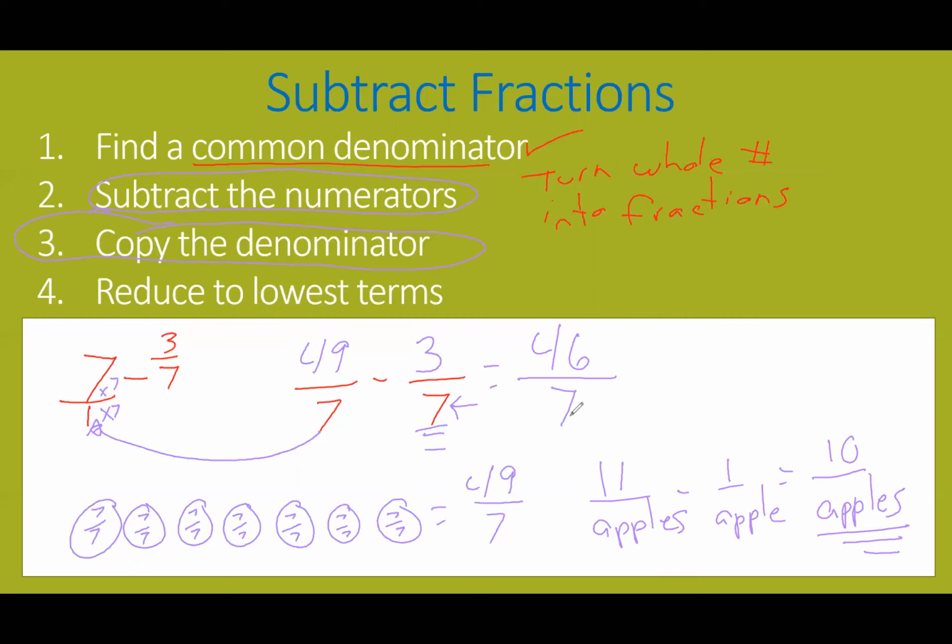So my answer is 46 sevenths, but I'm not done yet because I still have to reduce to lowest terms. And you can see here, this is a division problem. 46 divided by 7. Ooh, I know my 7 times tables. I know that 6 times 7 is 42. And when I subtract, I have 4. So 6 and 4 sevenths is my answer because I cannot reduce 4 sevenths. That's in lowest terms.